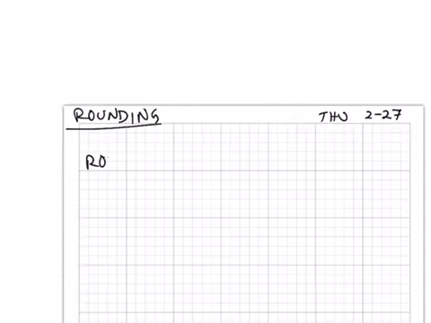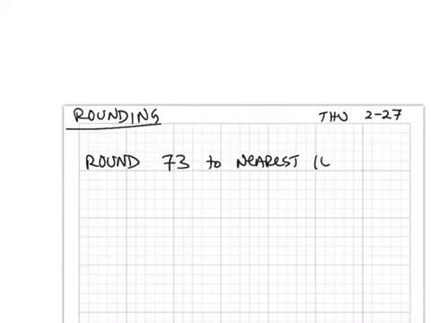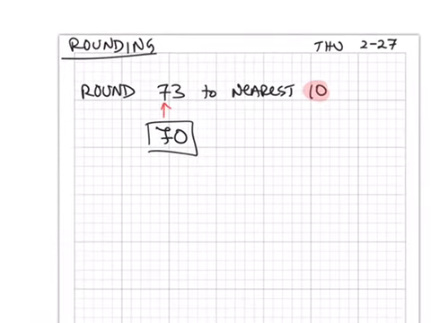So let's round the number 73 to the nearest 10. Okay, so the tens place is shown right there. The 7 is holding the tens place in this number. Okay, and the nearest 10, the nearest multiple of 10, is 70. So that's the answer.